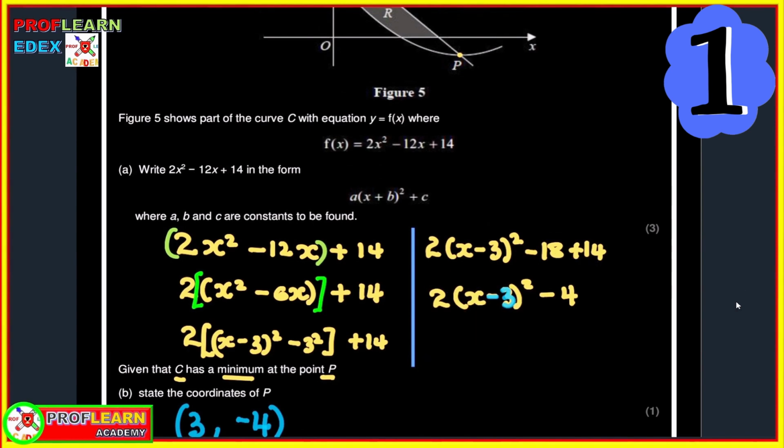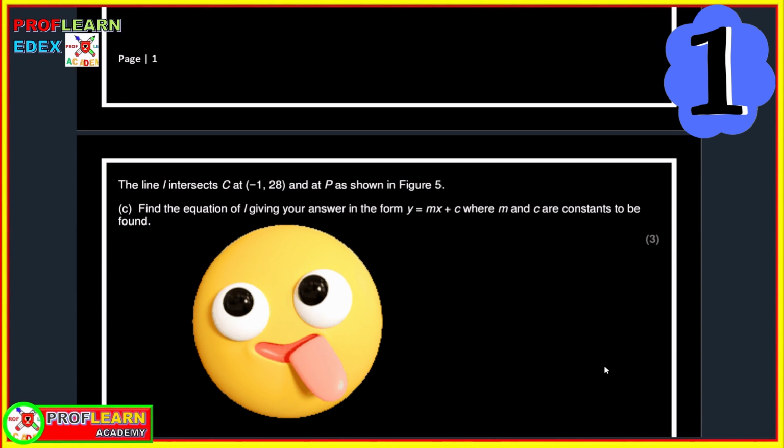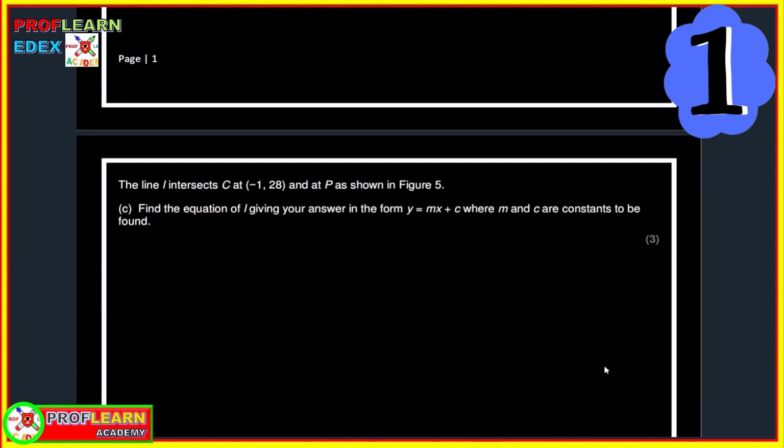Moving to the next part, that is part C. Here we are told that the line L intersects C at negative 1, 28 and at P as shown in the figure. We are supposed to find the equation of L, giving the answer in the form y equals mx plus c. Something we need to remember is that whenever we are trying to find the equation of a straight line, the first thing we ought to have is the gradient of that straight line.